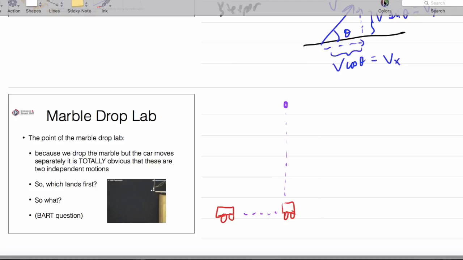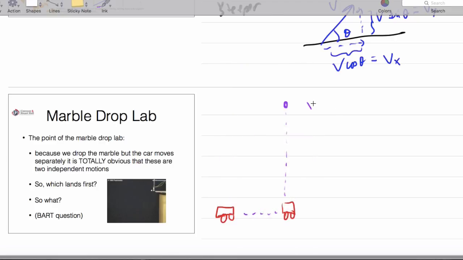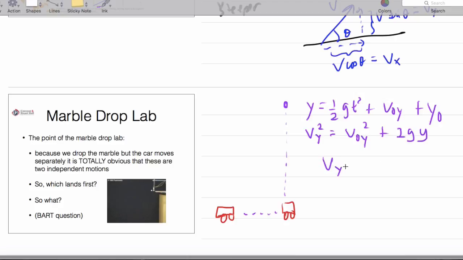And what we realized is that the marble equations could be expressed vertically as y is 1/2 gt squared plus v naught y t plus y naught. V in the y direction squared is v naught in the y direction squared plus 2gy. And vy equals gt plus vy naught.